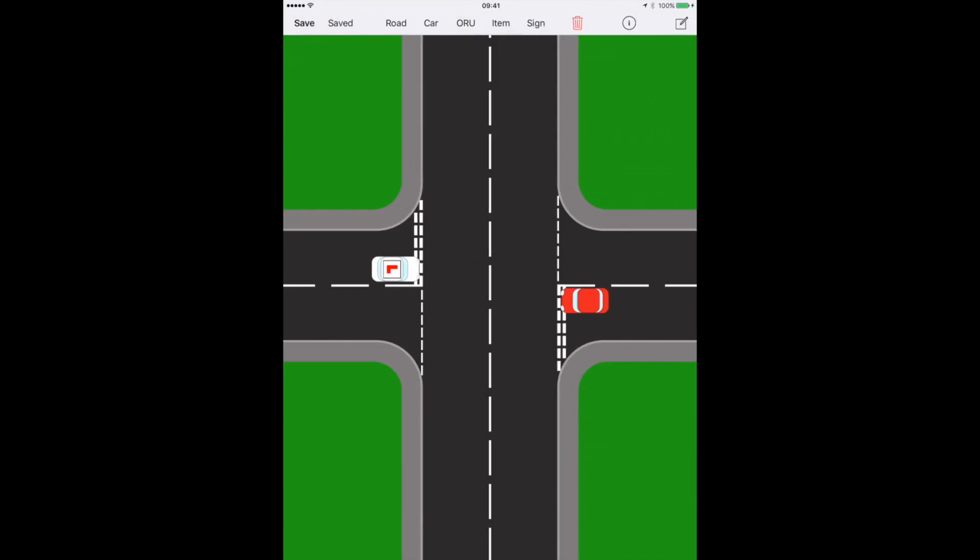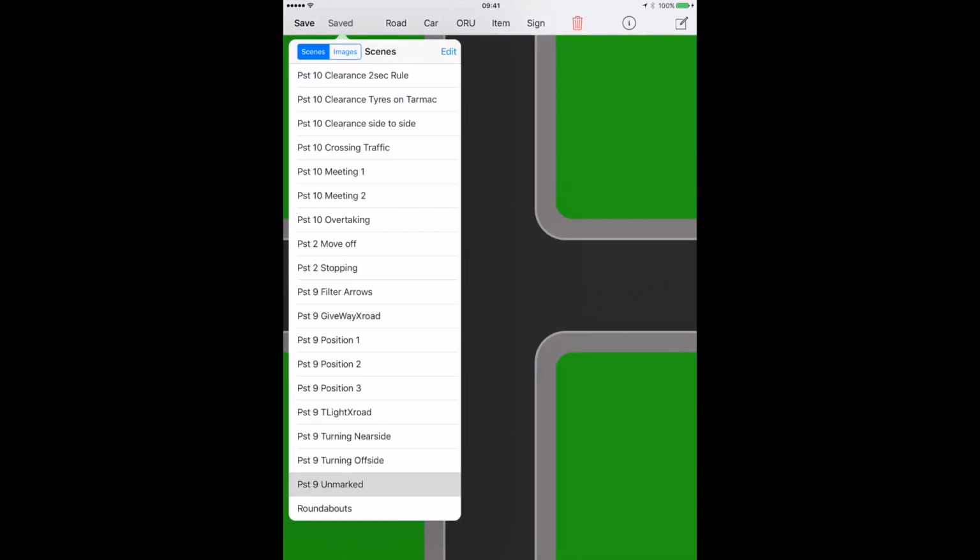Okay, we're going to have a look at some crossroads. You can have a few different types of crossroads. They can be controlled by give way or even stop lines. You can have what we call an unmarked crossroads.